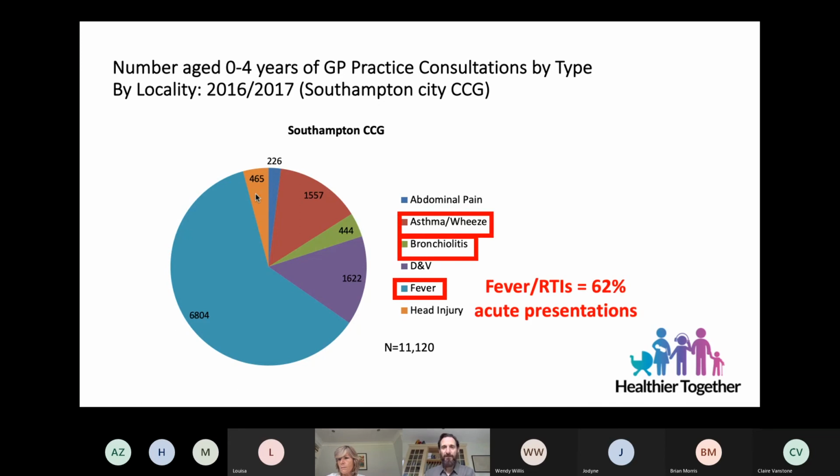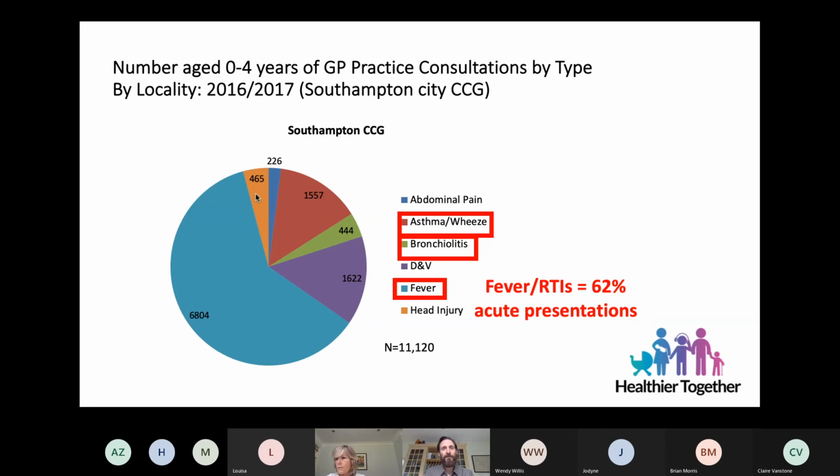And the point to make here is that fever and respiratory tract infections make up the vast proportion of these acute presentations. So if we focus on managing those sorts of presentations effectively and efficiently, it'll make quite a big difference to the overall workload in the health system.